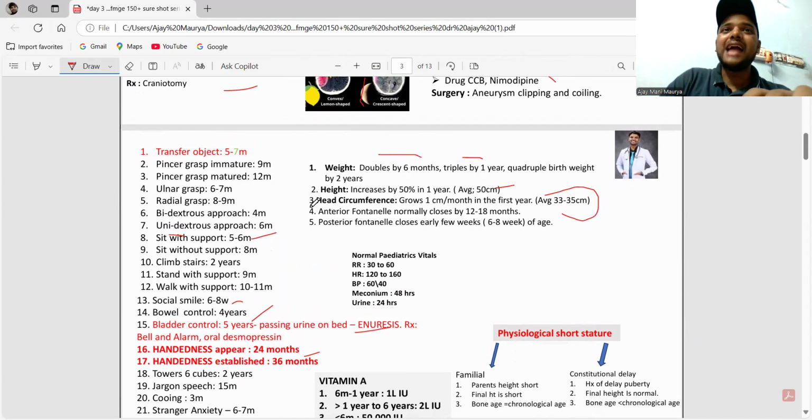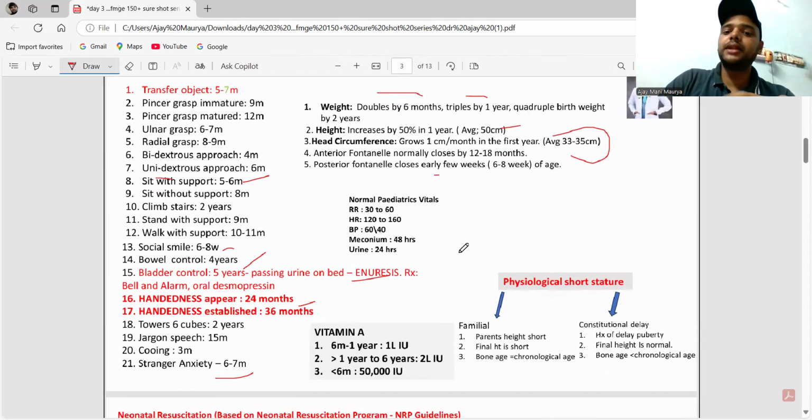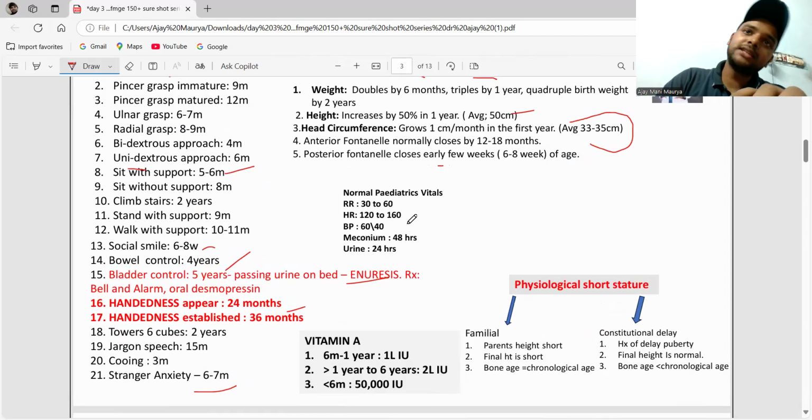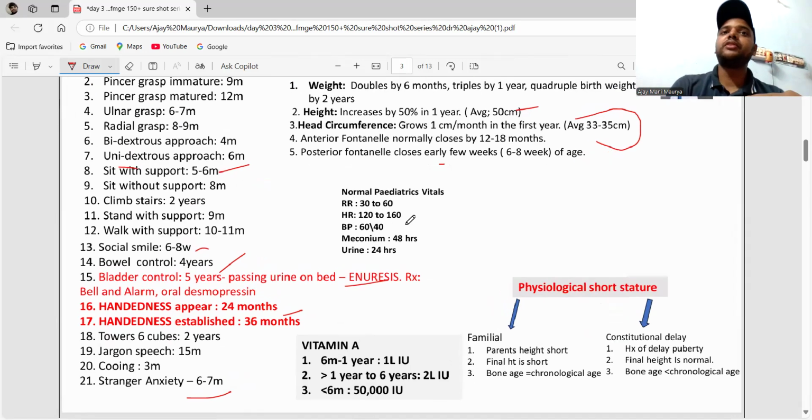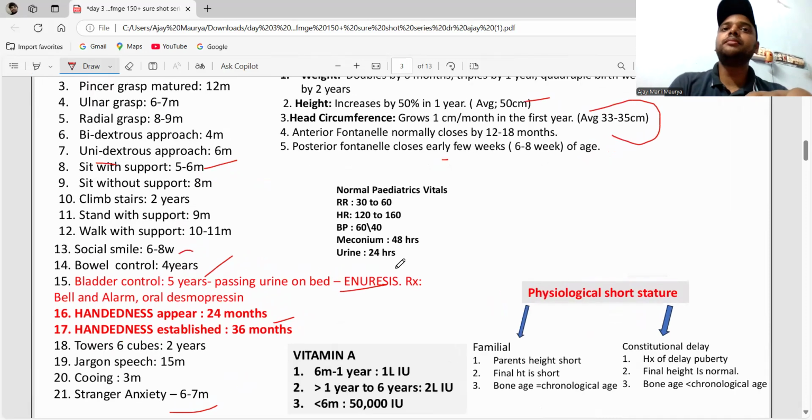Remember here, the anterior fontanelle normally closes by 12 to 18 months. Posterior is much earlier, 6 to 8 weeks only. Remember here, what are normal pediatric values? Respiratory rate 32 to 60, heart rate 122 to 160, BP 60 by 40. Actually, we measure the BP from 3 years. Meconium must be passed within 48 hours. Urine must pass by 24 hours.